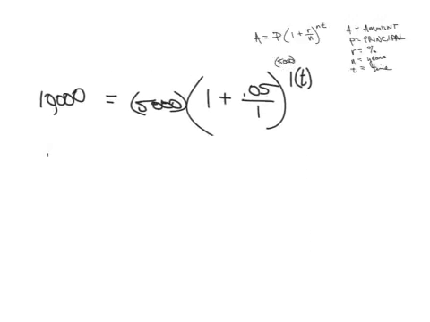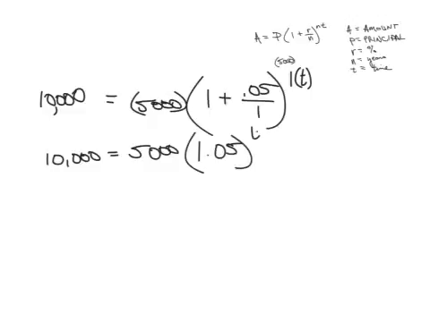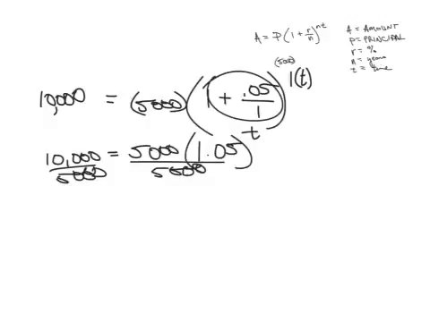Okay, so we have $10,000 equals... okay, so I just added that together, and then I can divide both sides by 5,000. So I have 2 equals 1.05^T. Okay, so now I've got everything down to some little tiny equation. In fact, I have a T there.